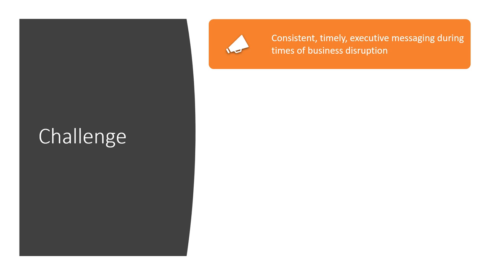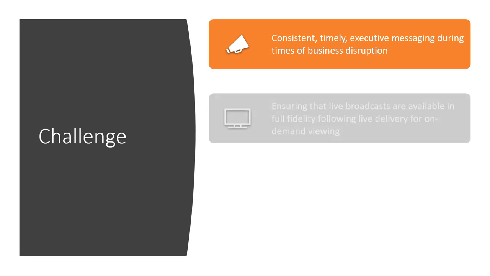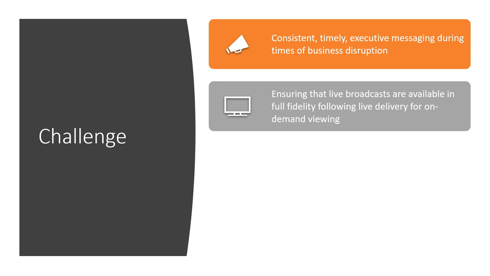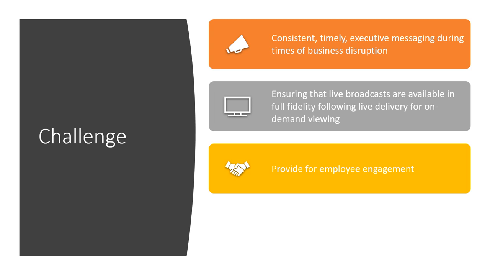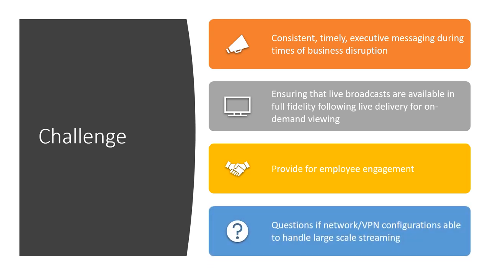So today's challenge that we're looking at is the following. Number one, how to deliver consistent, timely executive messaging during times of business disruption. Number two, how to ensure that live broadcasts are available in full fidelity following live delivery for on-demand viewing. Three, provide for employee engagement. And number four, questions around networking, VPN configurations, being able to handle large scale streaming. So we're going to be looking at each of these challenges and the solution around them.